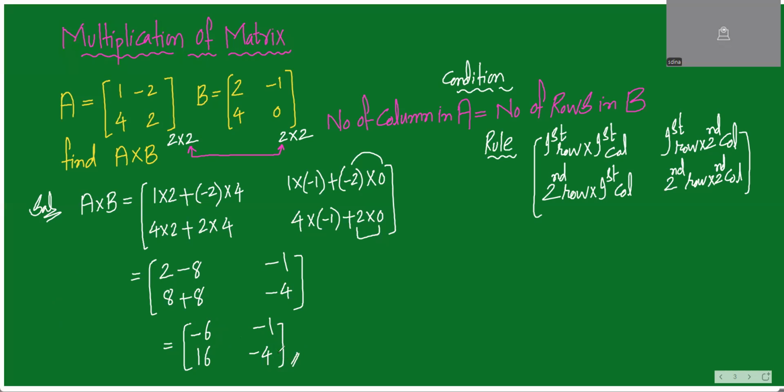You have to apply the rule. You have to see the condition and that's it. This is called matrix multiplication. You want to go for one more example? So before that, just give me feedback on whether you understand or not.